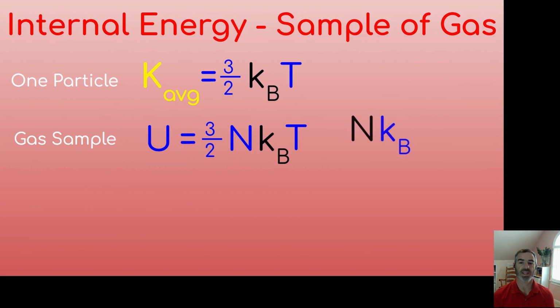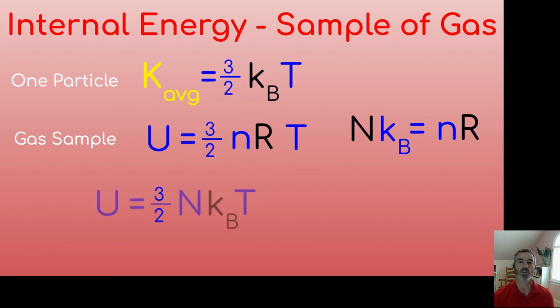But again, we know that this NkB from our ideal gas law is equal to nR, n being the number of moles. So we can also calculate the internal energy by doing 3/2 nRT, which is probably a little bit easier because it's easier to know the number of moles than it is the number of particles. So both of these equations are equivalent and both are on your formula sheet.